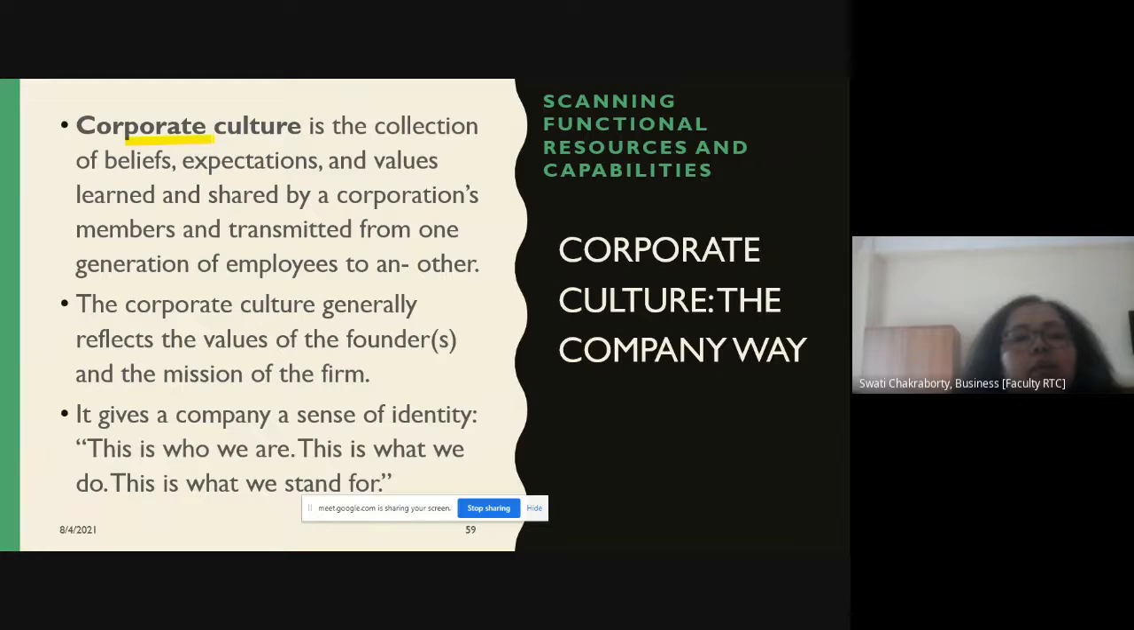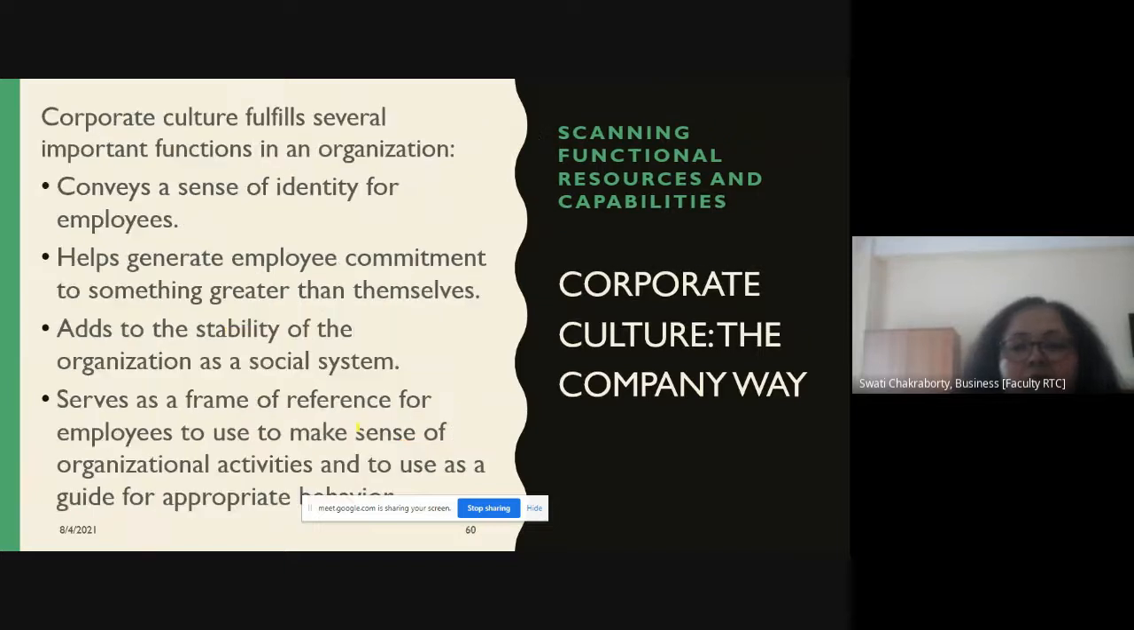What is corporate culture? It's a collection of beliefs, expectations, values that is learned and shared by our corporation's members, and which is transmitted from one generation of employees to another. It percolates down, right? And it basically talks of the values of the founders and mission of the firm, right? It also gives the company a sense of identity. This is who we are, this is what we do, this is what we stand for.